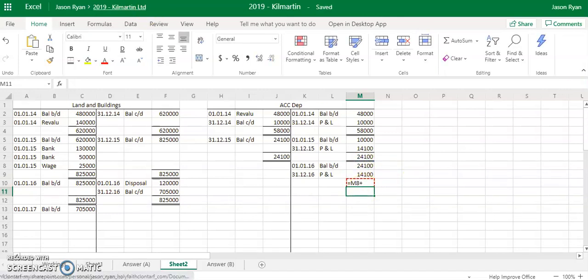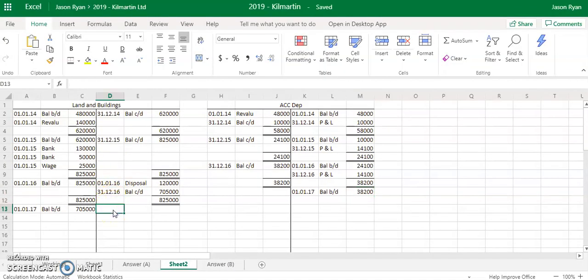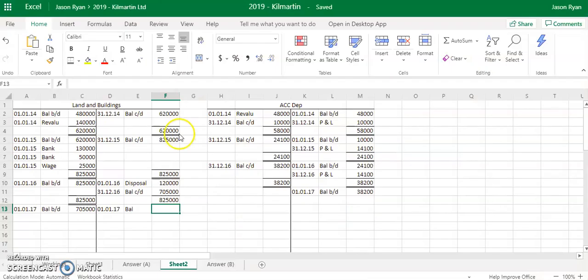So then we just balance them off. So when you balance it off, this is what the cumulative depreciation account is going to look like. So you got 38,200 brought down to the next year. So in 2017 then, we revalue the buildings owed at 846,000. So another revaluation. So in here then will be the first 17, your balance, which was 846, I think. It's 846.